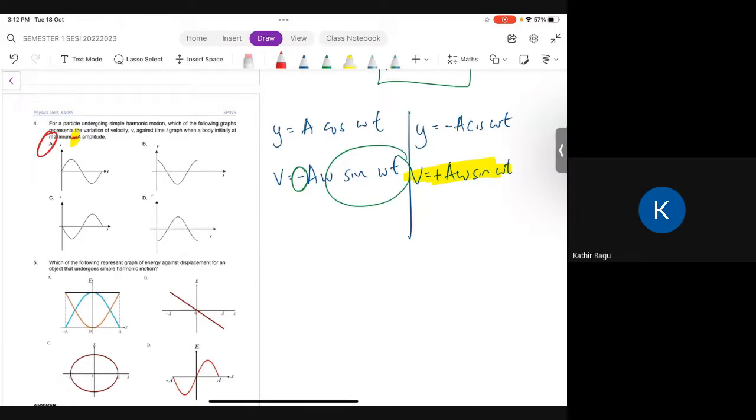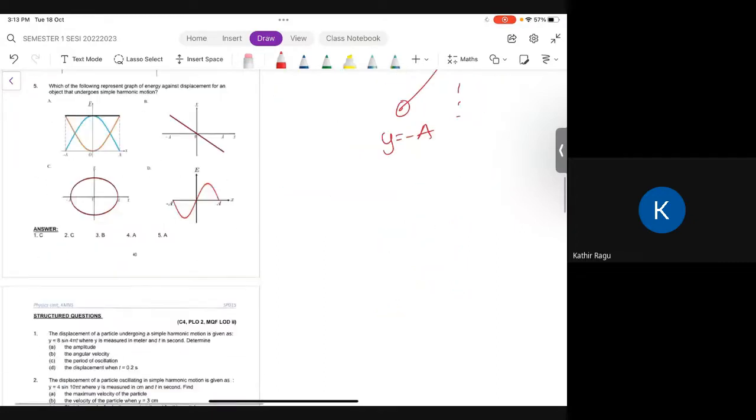Maksud dia adalah negatif, so dia berada di belah kiri. Y equals to negatif A. So dia adalah negatif A cos omega T. Cos akan tukar jadi sin. But since dia cos dia akan jadi negatif. So negatif dia akan jadi positif lah. So that's why your answer adalah A. Okay. Boleh? Boleh madam. Alright, question number 5.